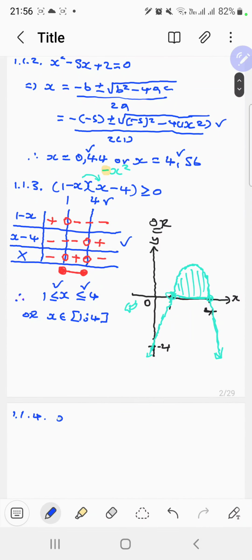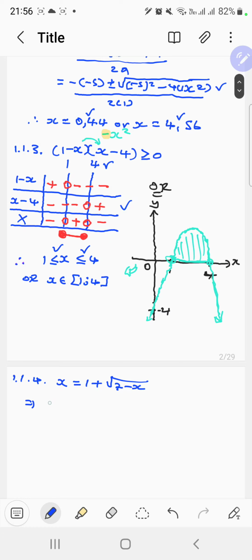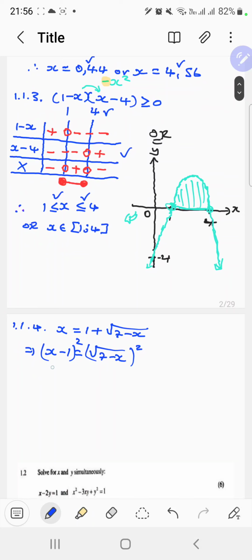Okay, so we have x is equal to 1 plus the square root of 7 minus x. We always isolate the surd. So it's going to be x minus 1 equals the square root of 7 minus x. Then at this juncture, you want to remove the surd, or the square root. We remove it by doing an inverse operation, which is to square both sides. Of course, what you do on the left hand side, you are to do on the right hand side.